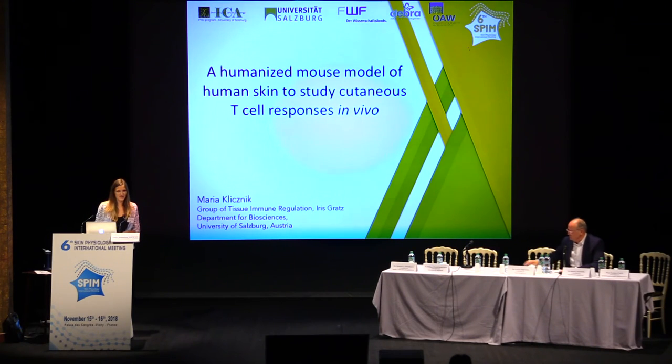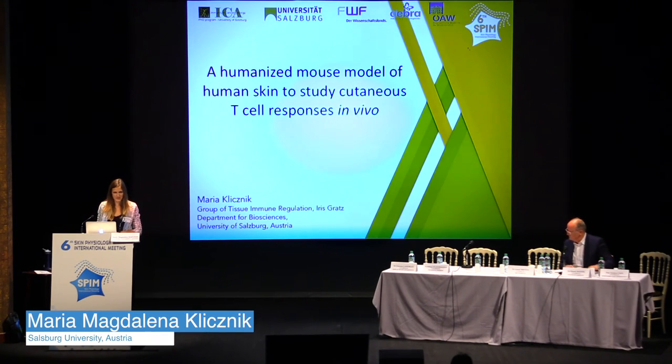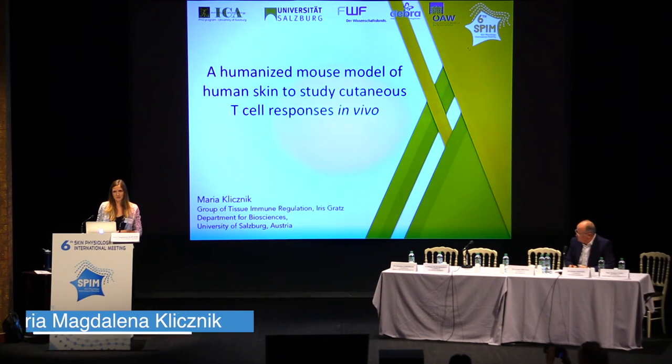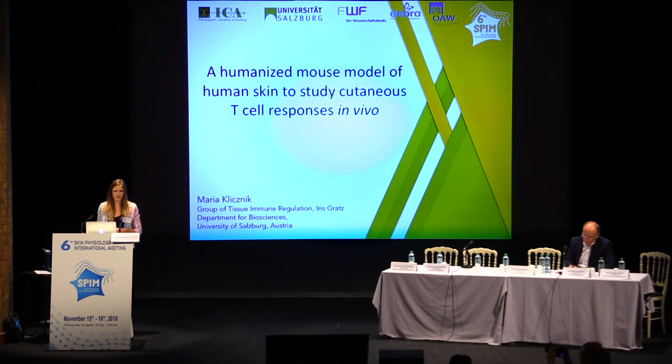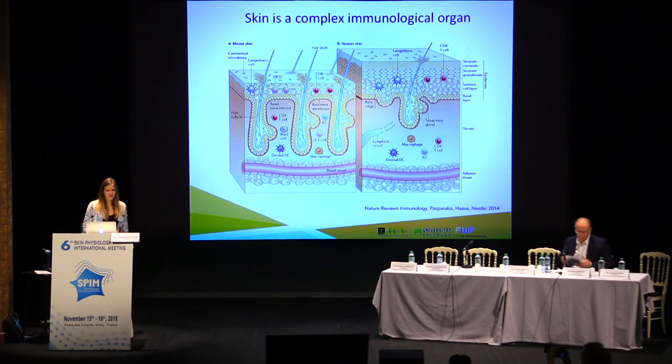My name is Maria Klitschnik and I'm from the University of Salzburg, and I'm working in a group that focuses on tissue immune regulation. Specifically, we focus on the role of T cells within the human skin immune system. And during my PhD, I developed a mouse model that would allow us to study this human skin immune system in vivo. Before we start, a short introduction.